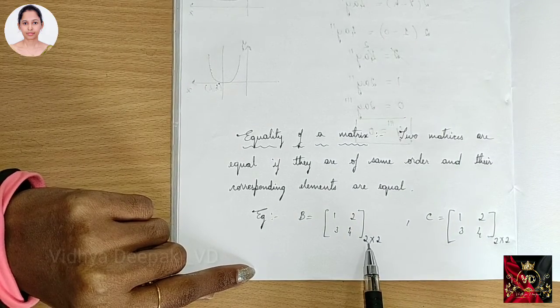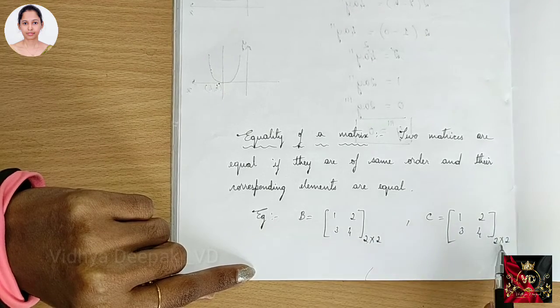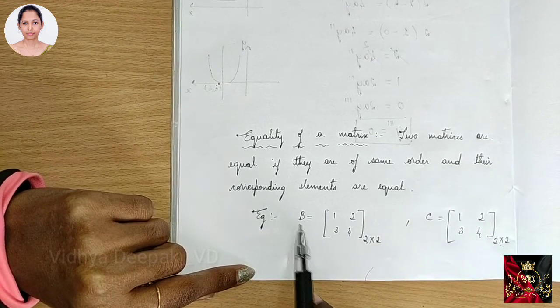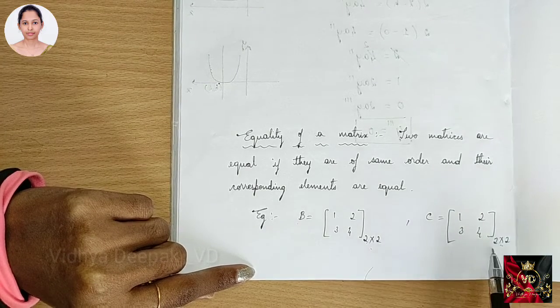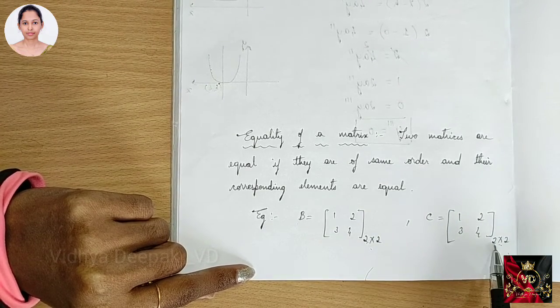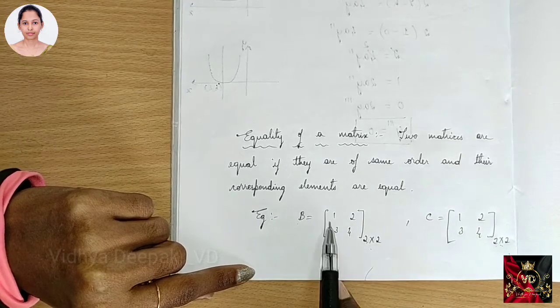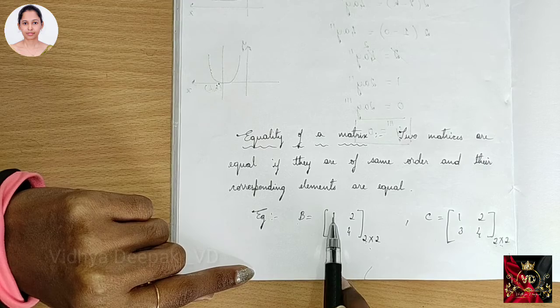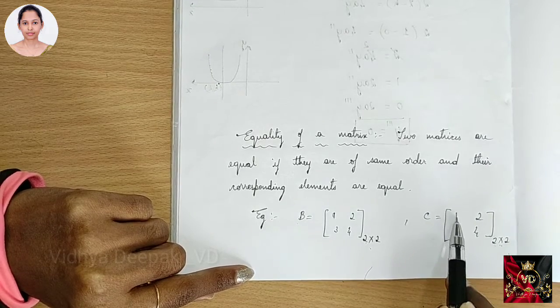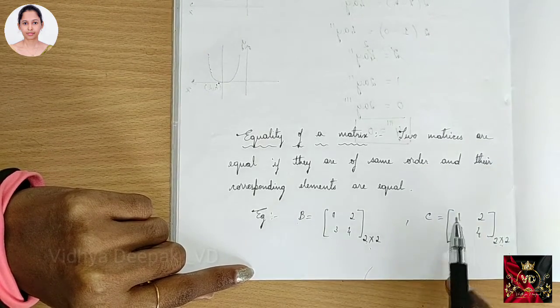First condition is the order should be same for both the matrices. So matrix B is of order 2 cross 2 and matrix C is of order 2 cross 2. So both the orders are equal. Next condition is corresponding elements should be equal. That is, in the first position you have 1. Here also in the first position 1. So corresponding elements are equal.